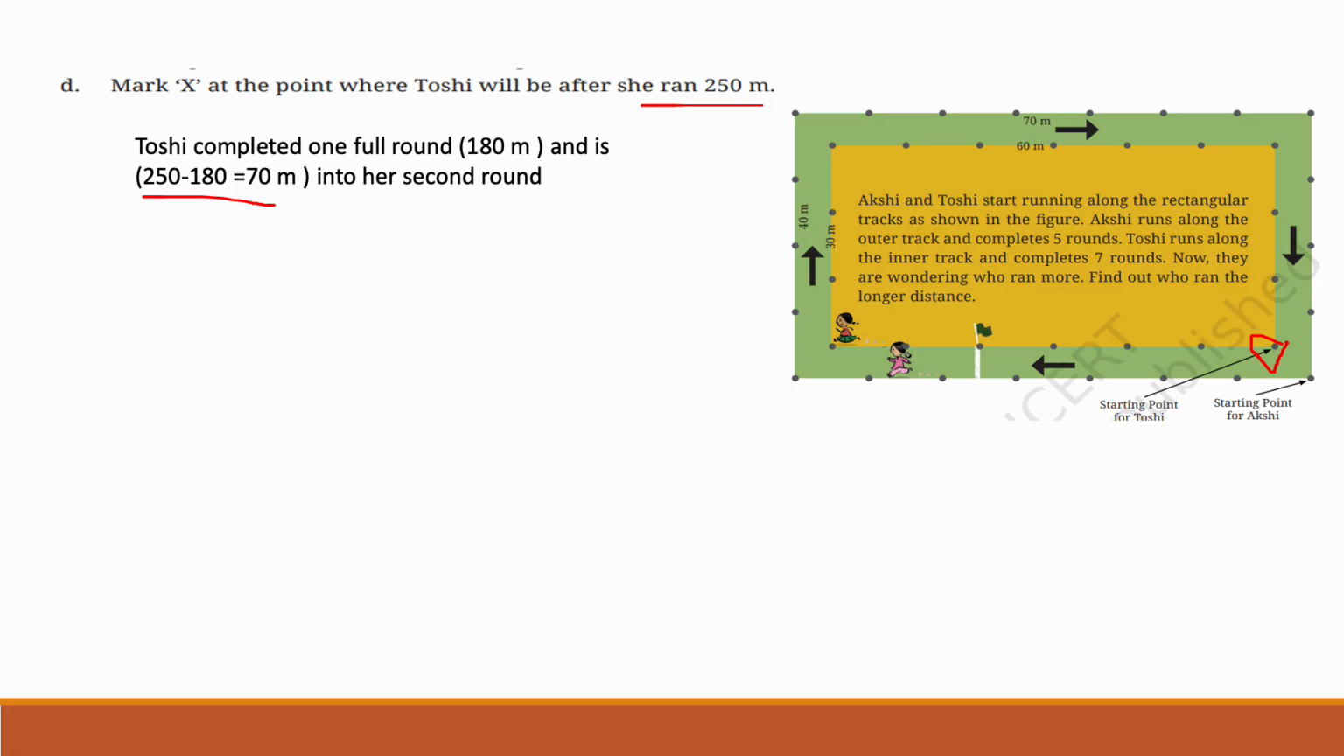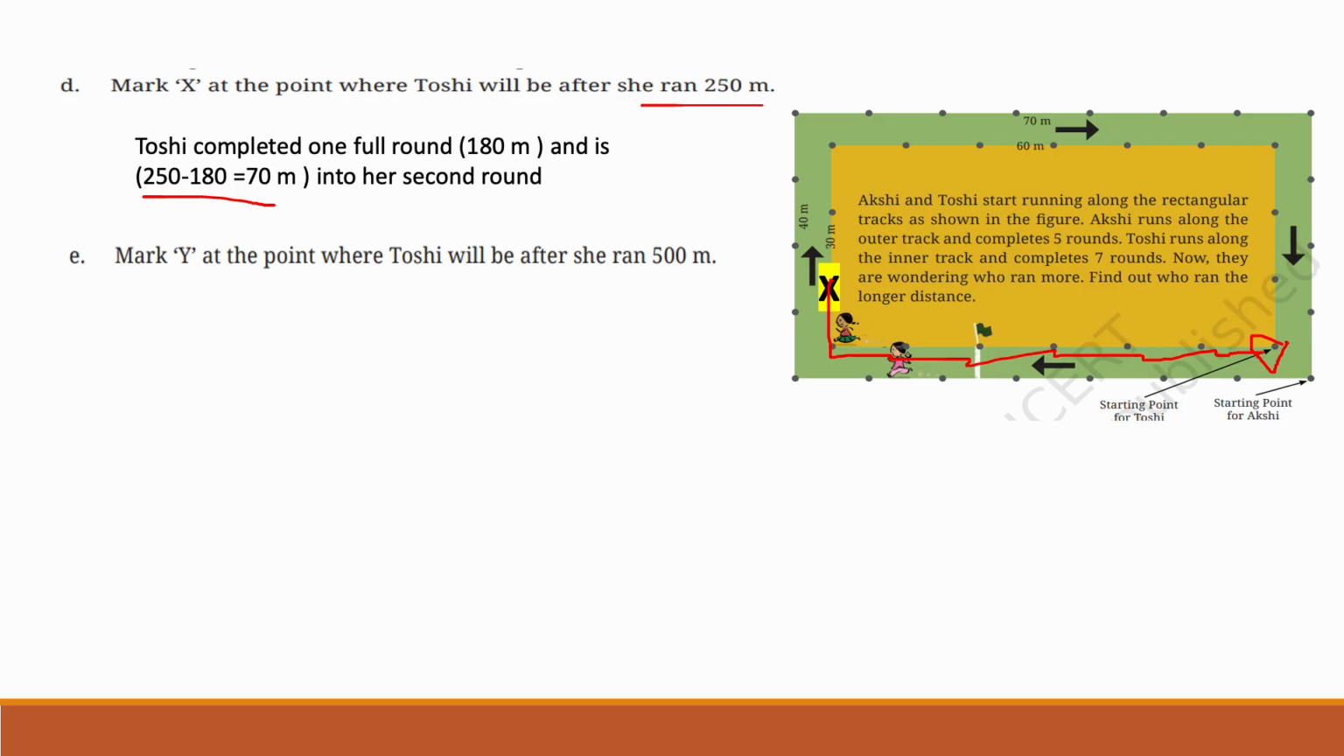Here also the distance between two points is 10 meter because here the length is 60 meter. So, 60 divided by 6, it is 10. So, from starting point up to here it is 10 meter, then 20 meter, 30 meter, 40 meter, 50 meter, 60 meter, 70 meter. So, we should mark X here. Okay. The next one. Mark Y at the point where Toshi will be after she ran 500 meter.